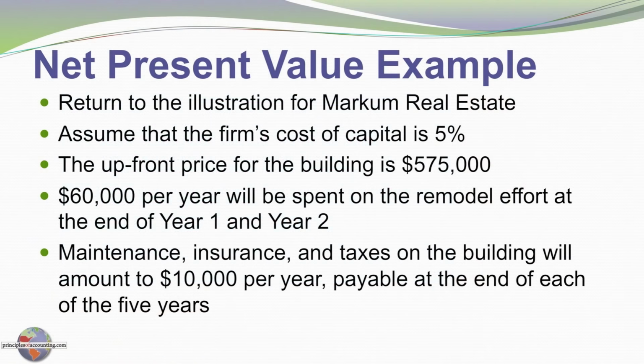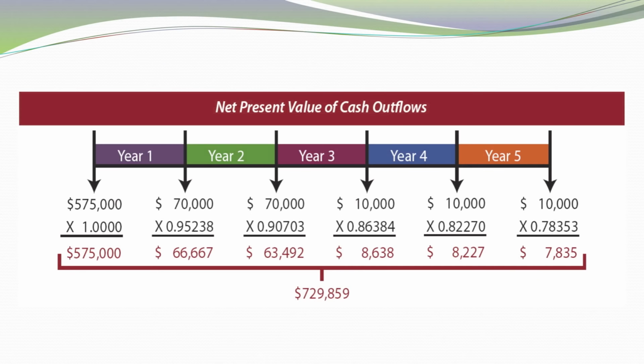So let's think back to the illustration we had for Markham Real Estate in the previous module. We assumed the firm's cost of capital was 5%. Let's assume the upfront purchase price for the building was $575,000, and we were going to spend $60,000 per year during the first 2 years remodeling that business. Maintenance and insurance and taxes on the building amount to $10,000 per year for each of the 5 years we anticipate holding the investment. And so the net present value of our cash outflows looks like this.